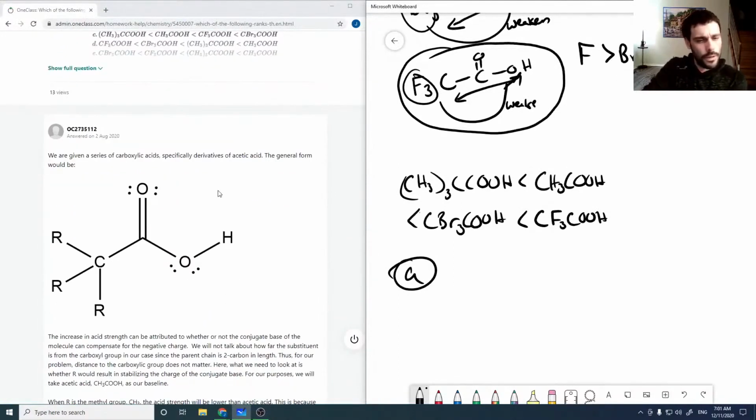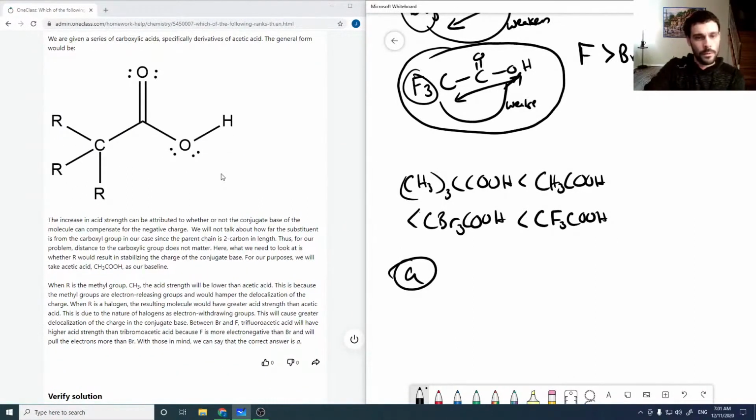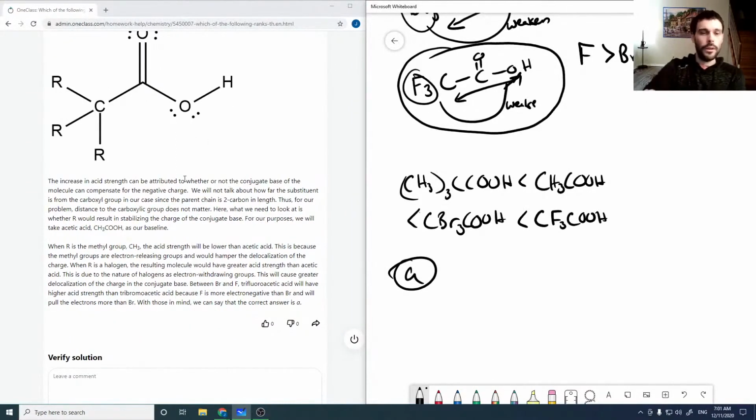Okay, so there's our general form for our carboxylic acids. And the increase in acid strength is going to be, another way of phrasing what I said, whether or not the conjugate base is stabilized, or how well it can take the negative charge. So essentially the same thing. So either how weak the bond is to the hydrogen, but the weakness of the hydrogen bond is directly proportional to how well the conjugate base can stabilize the negative charge. So in the end, it comes across the same.